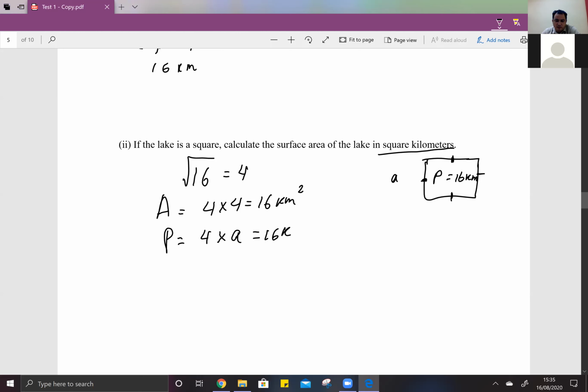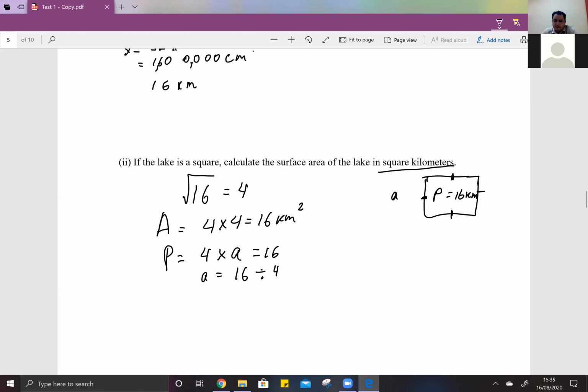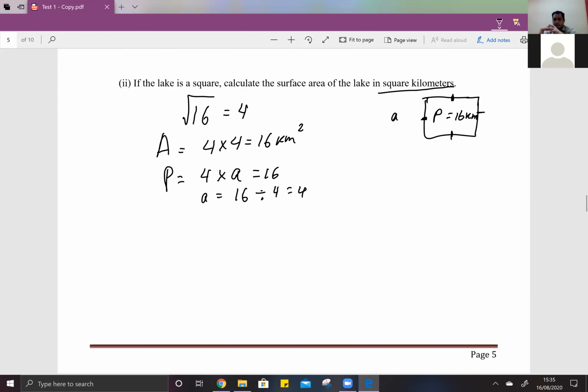So from here, A equals, no, you don't have to write the units. A equals 16 over 4, equals 4. Actually, this is how we find one side of the square. Now, this is your final answer. Now you can put the unit here, the 4 kilometers.